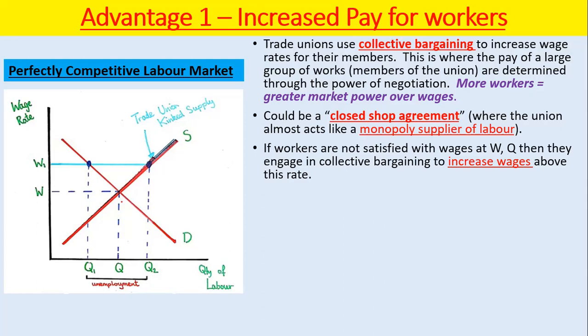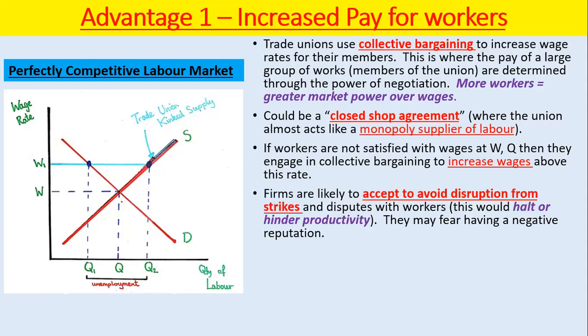So as I said, in the diagram to the left-hand side, workers look at wage rate W, and they think it's too low. It's too low because they don't have a good standard of living. They feel that the wage rate does not reflect their marginal revenue productivity. The wage rate is not a true reflection of their human capital, for example.